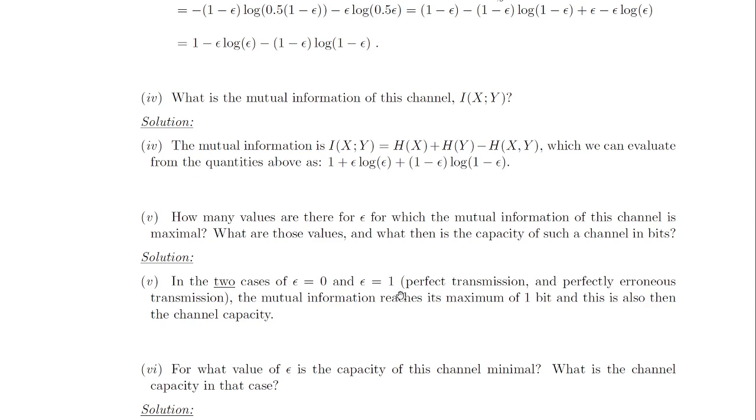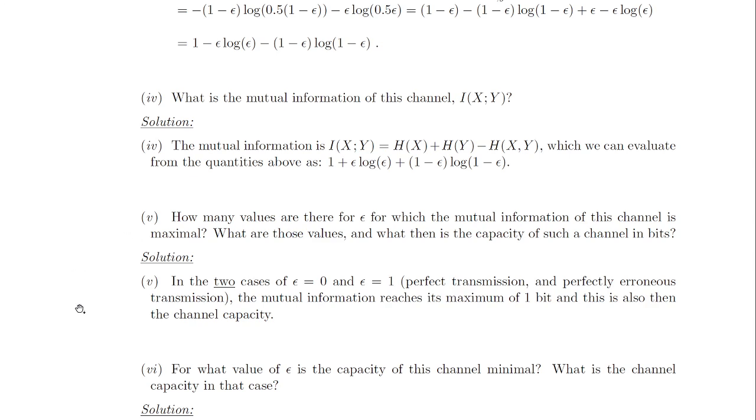So either you always flip or you never flip, perfect transmission. In both cases, upon receipt of the output, there's no uncertainty about what was the input. So the mutual information reaches its maximum of 1 bit, and that is then also the channel capacity.